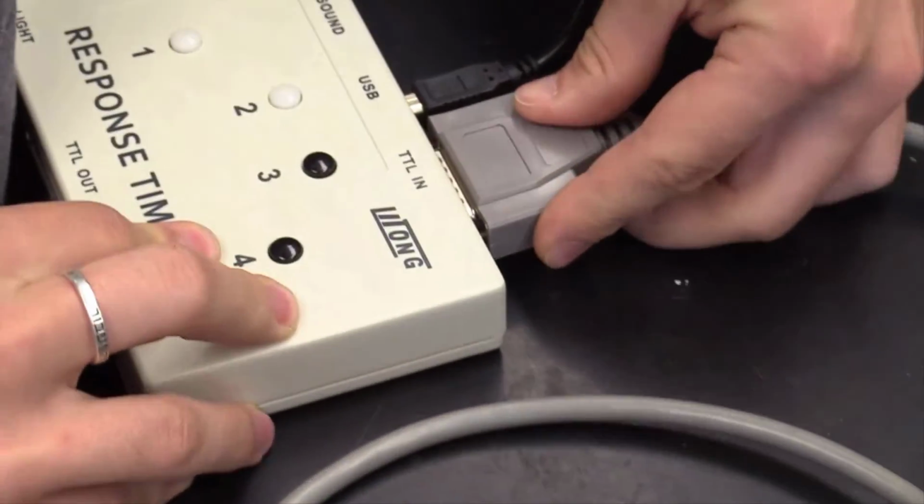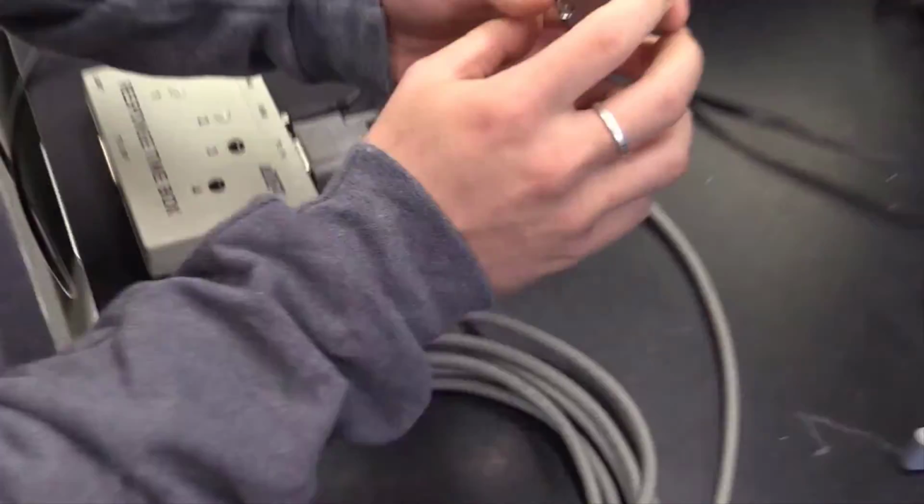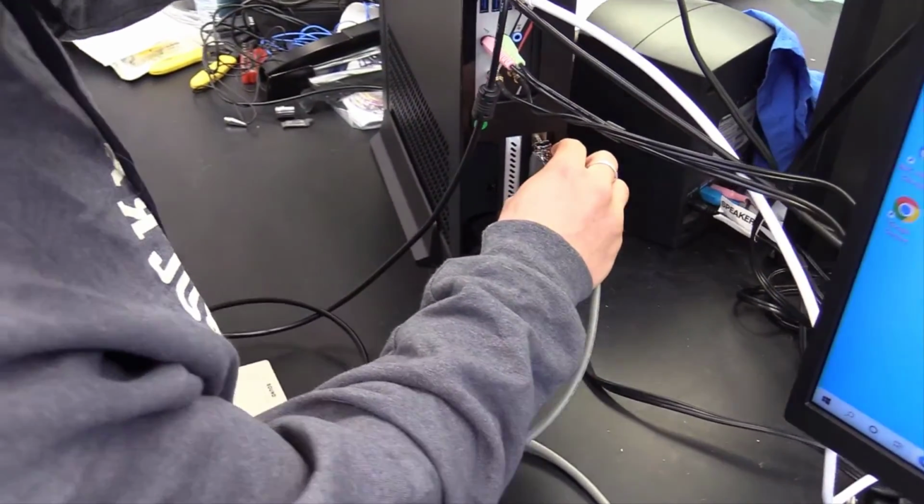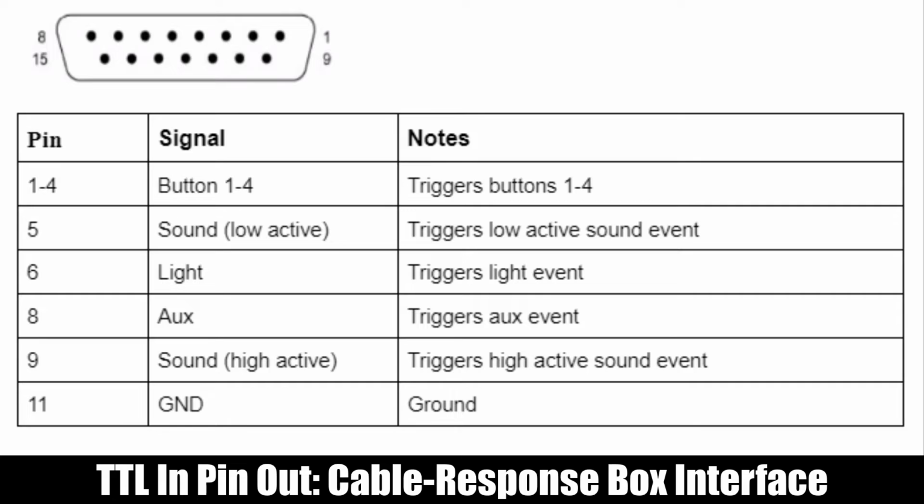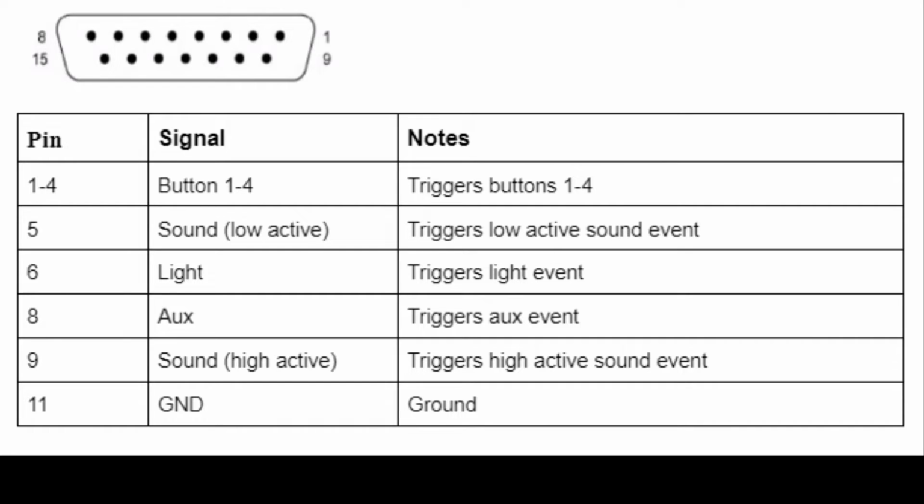To use the TTL in feature of the response time box with the parallel port extension, a custom DB25 male to DA15 male cable is needed. The pinout necessary to construct the TTL in end of the cable can be found on the response time box BCI 2000 wiki page and is shown here.